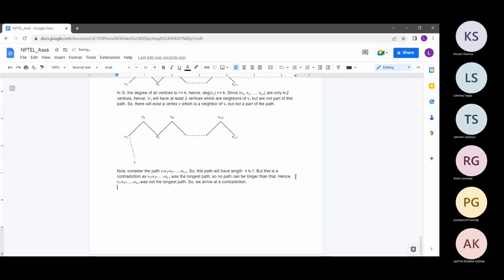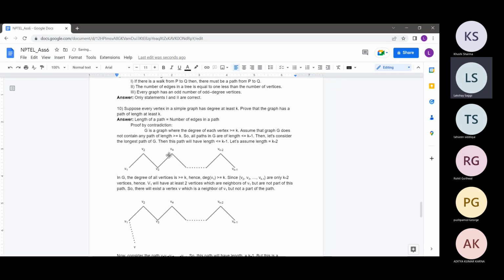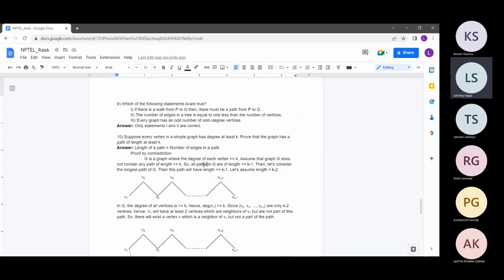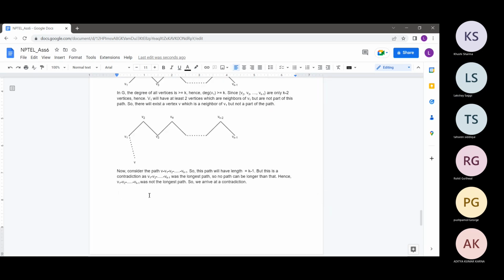Since this is a contradiction, what we can actually say is that there will exist a path in G which is of length at least k. Like, all paths in G being of length less than or equal to k minus 1 is a contradiction. Hence, there will exist a path in G of length at least k. So we are done with this.